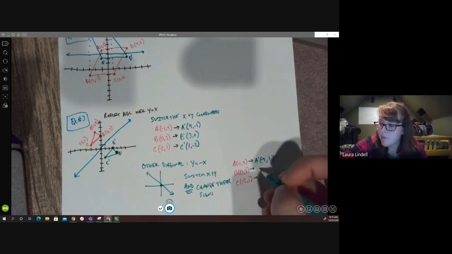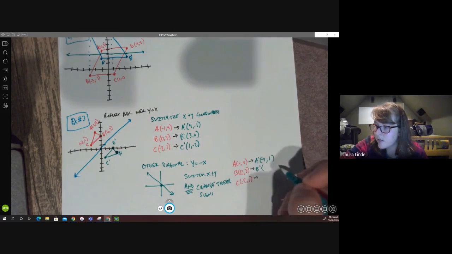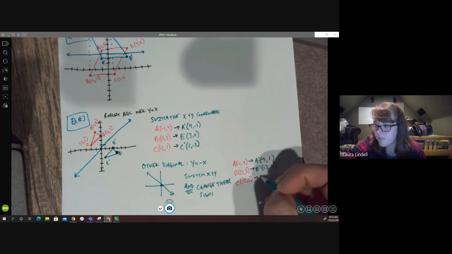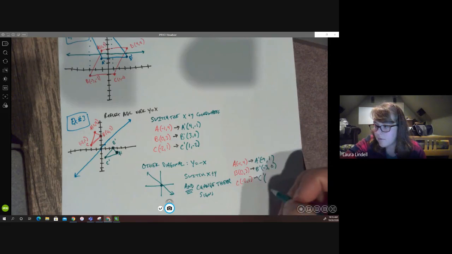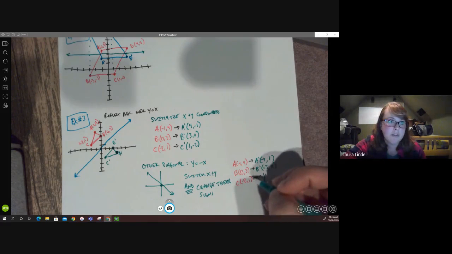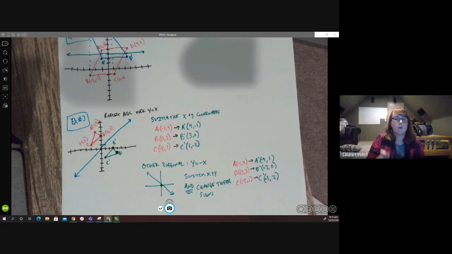Okay, same thing here for B prime. Since we switched them, it would be 3, 0, but since we also changed the signs, it would be -3, 0. And then for C prime, since this was -2, it will become a +2. Since it's +1, it will become -1. So we would get -1, +2. So you switch the order and you change the sign.